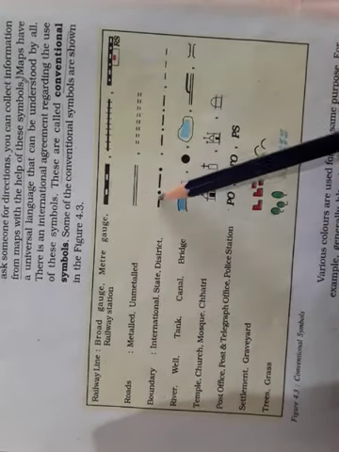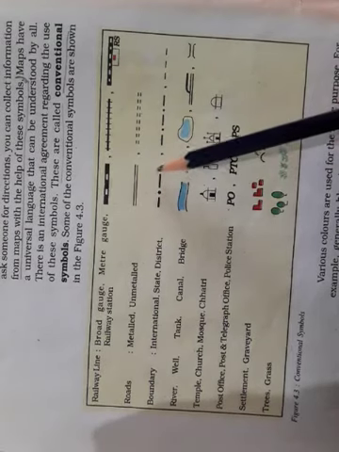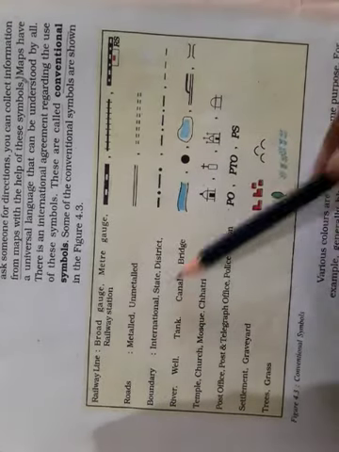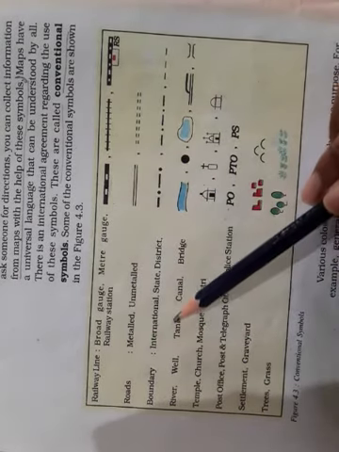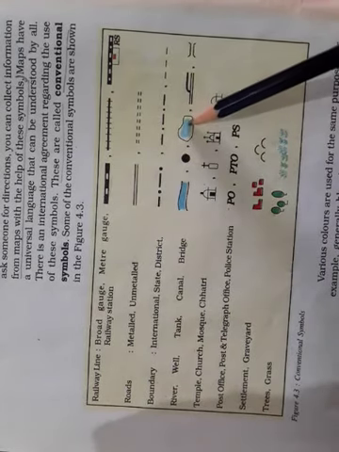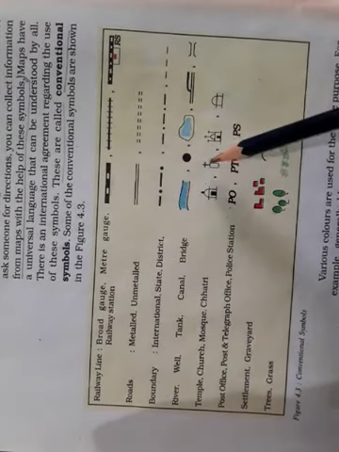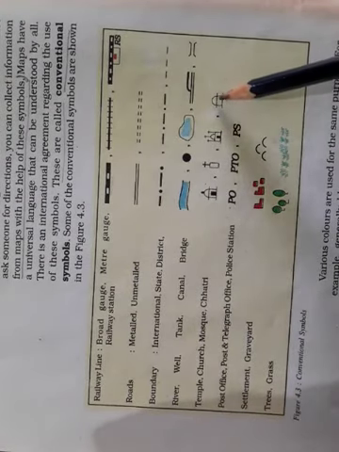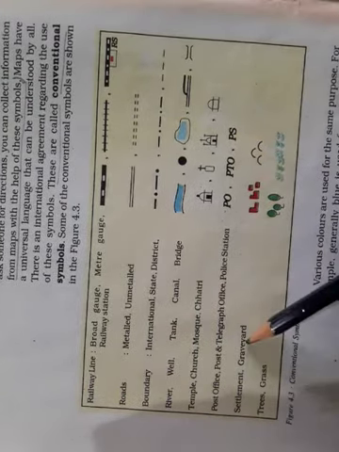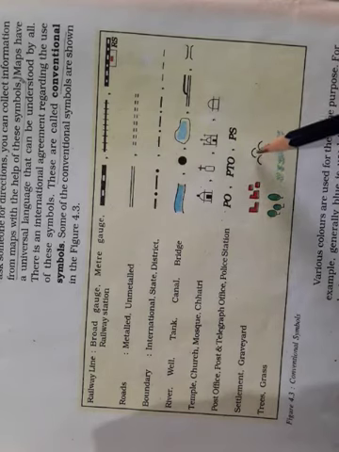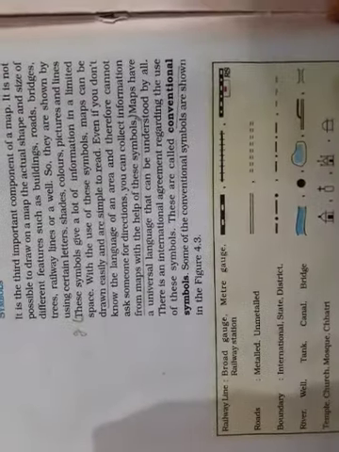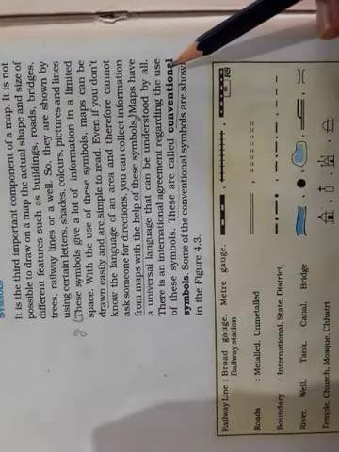International boundary we have to show with this symbol. State boundary will use this, and district. For river, this one, well, tank, canal, bridge. For a well, this small black circle. Then for tank, canal, bridge, temple, church, mosque, chhatri, post office, post and telegraph, police station, settlement. For a settlement area we'll use this, and graveyard, trees and grass. So these symbols help us to understand the map easily.